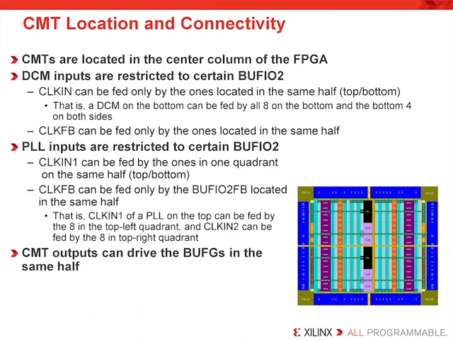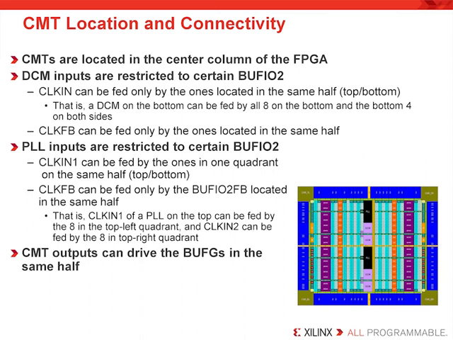Likewise, the PLL inputs are also slightly restricted to certain BUFIO2 elements, so that the clock input 1 can be fed by the ones in one quadrant on the same half, that is top or bottom of the die, and the clock feedback can be fed only by the BUFIO2 feedback located in the same half. That is, the clock in 1 of a PLL on the top can be fed by the 8 in the top left quadrant, and the clock input 2 can be fed by the 8 in the top right quadrant.